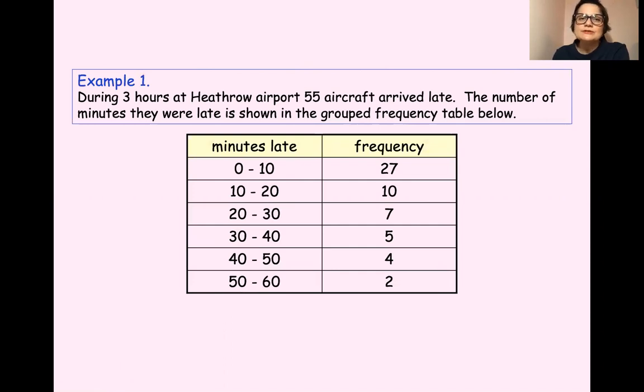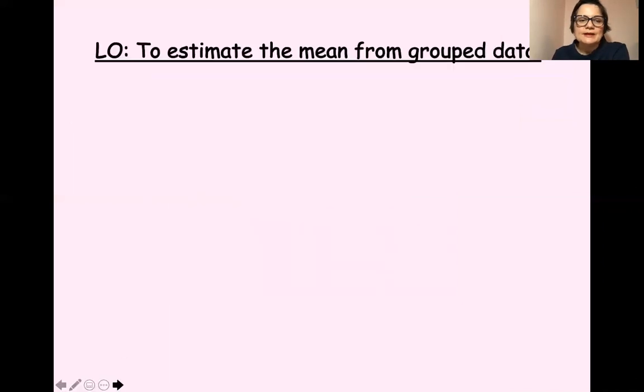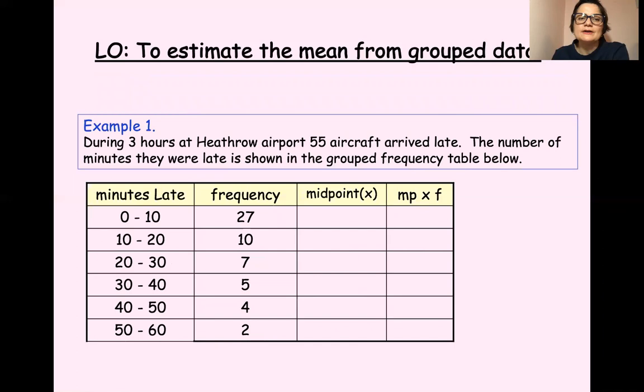During 3 hours at Heathrow Airport, 55 aircraft arrived late. The number of minutes they were late is shown in the grouped frequency table below. So we need to find the mean. How do we calculate this one? Now, as we said, we take the midpoint of each grouped data.